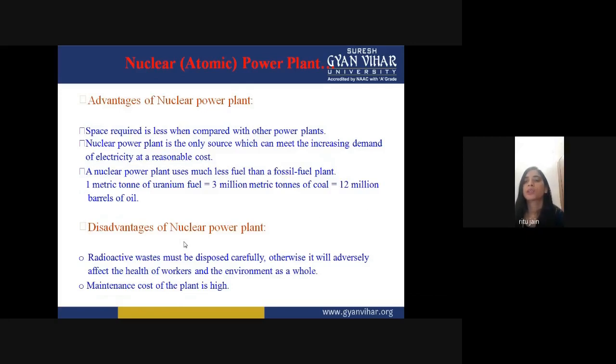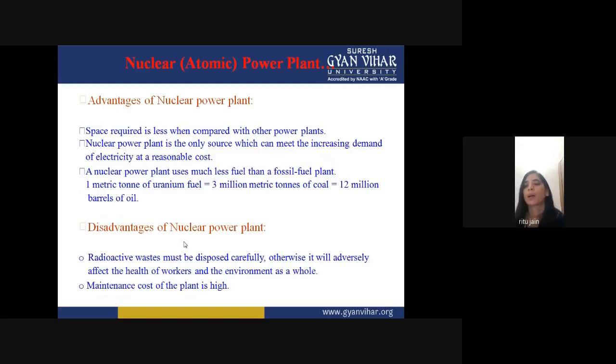So, advantages of a nuclear power plant. The space required is less when compared with other power plants, and a nuclear power plant is the only source which can meet the increasing demand of electricity at a reasonable cost.